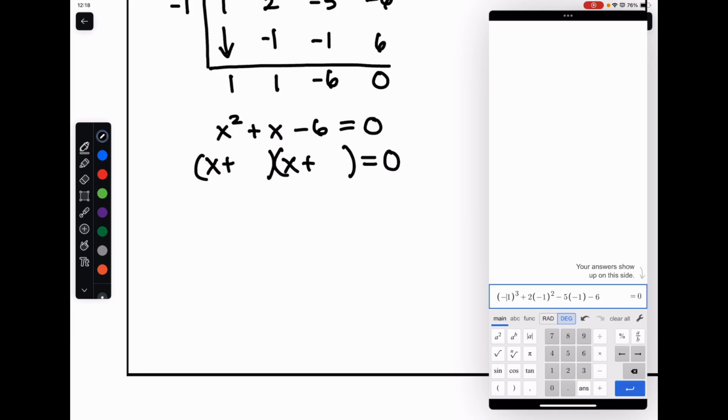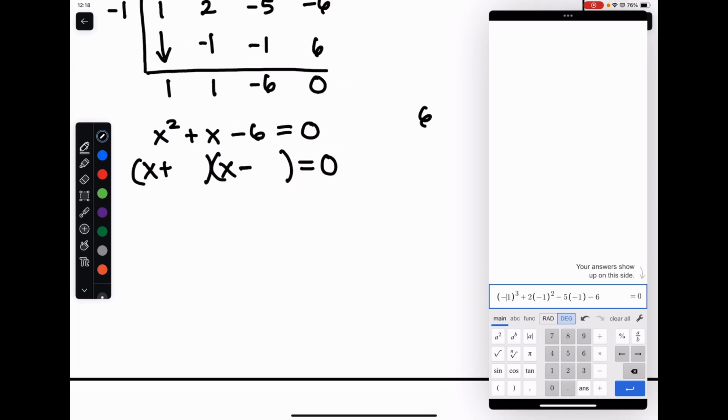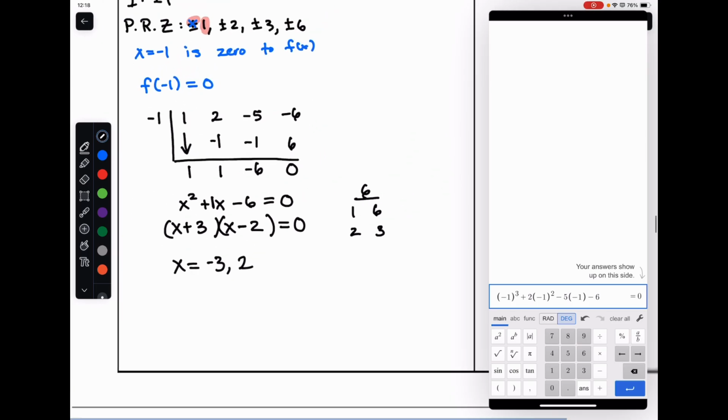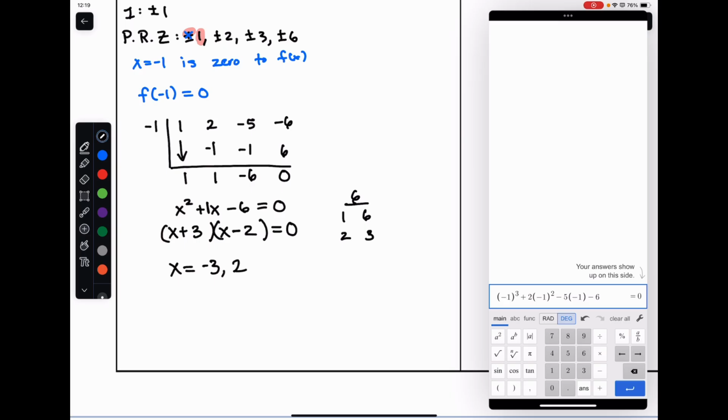Oh, this should be a negative. That's going to be a negative. And we're going to look for the factors of 6. So 6 can be 1 times 6, 2 times 3. Since we want the middle number to be 1, where the larger factor is positive and the smaller factor is being subtracted, that would have to be 3 and 2. So x would have to equal negative 3 and x would have to equal positive 2. And if you look at the list, those numbers are also on the list of possible rational values. Negative 3 is right here and positive 2 is right there.